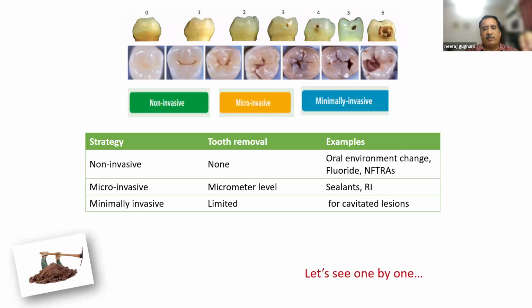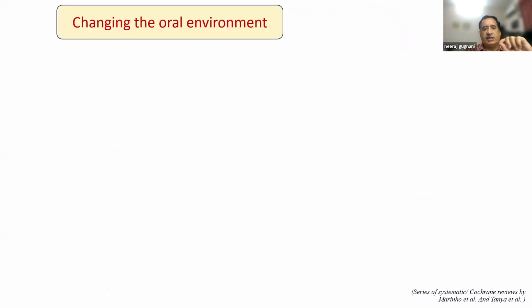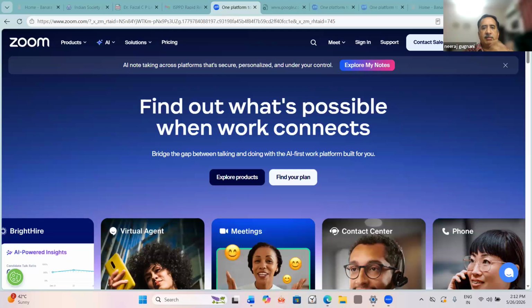So let's see them one by one. Coming to the oral environment change, changing the oral environment. If a question comes about ECC early caries management, just broadly explain there are two strategies: non-invasive and micro-invasive. Under the non-invasive, explain that there are three main categories: changing the oral environment, use of fluorides, and use of NAFTA, that is, non-fluoride agents. And then we will see what comes under the micro-invasive.